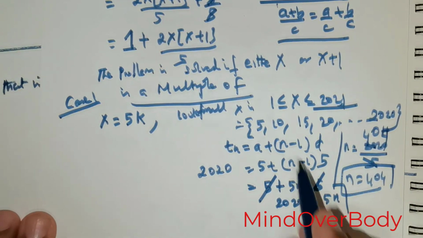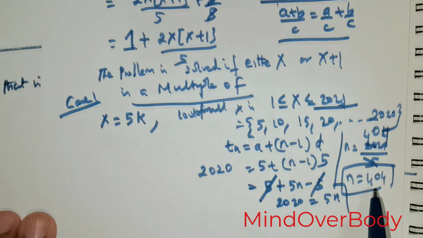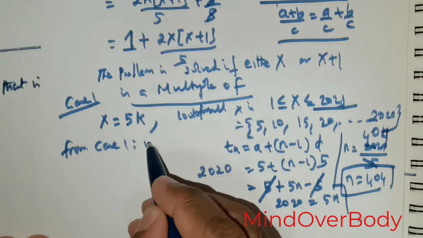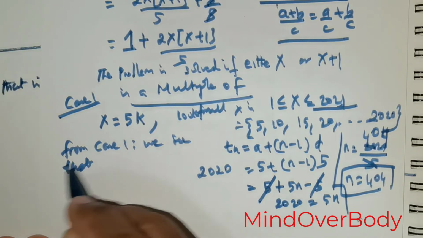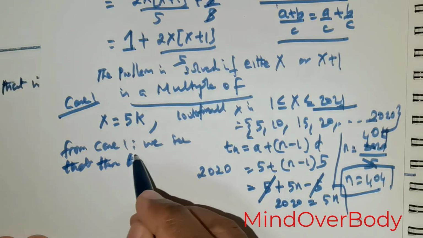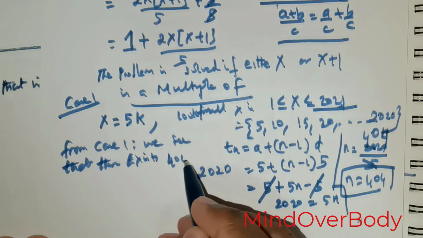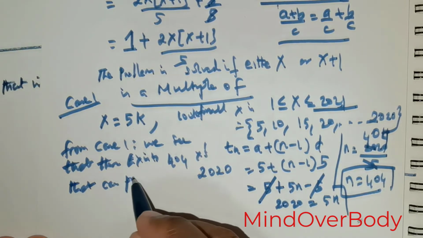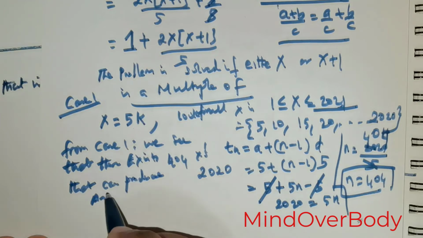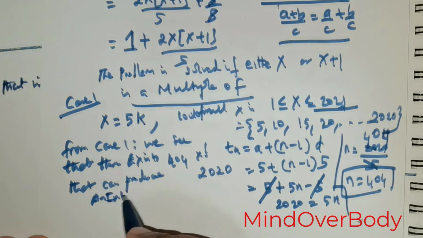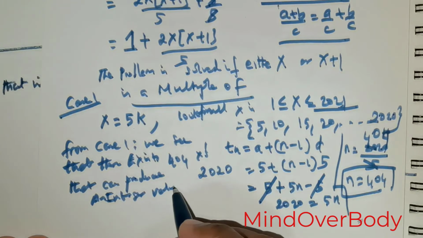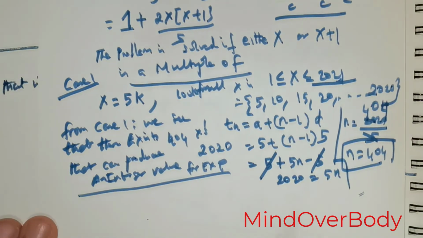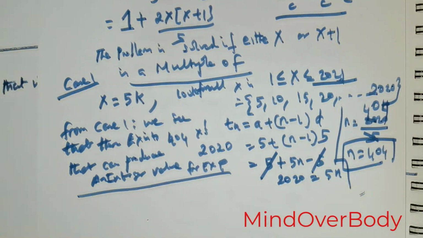So what does that mean? It means we got that many numbers which are divisible by 5. From case 1 we see that there exist 404 x's that can produce an integer value for the expression. So this is understood. This is the clear fact from this information that we have obtained.